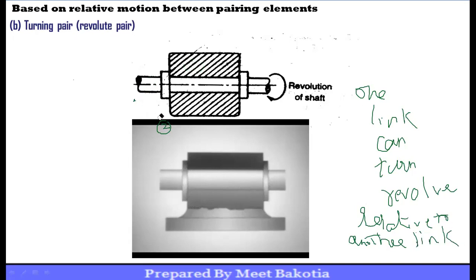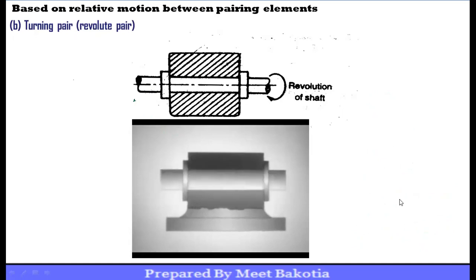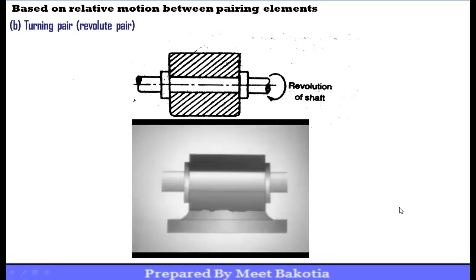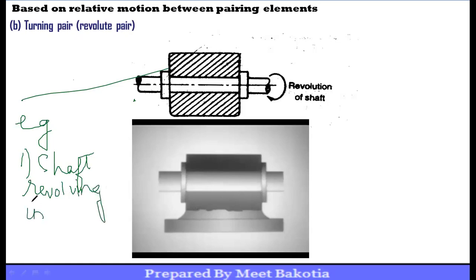Let that animation be seen on the screen correctly, so you will get an idea. You can see here the shaft is rotating, revolving, turning relative to another link which is the bearing. So this example which is shown is actually the example of a shaft revolving inside a bearing.